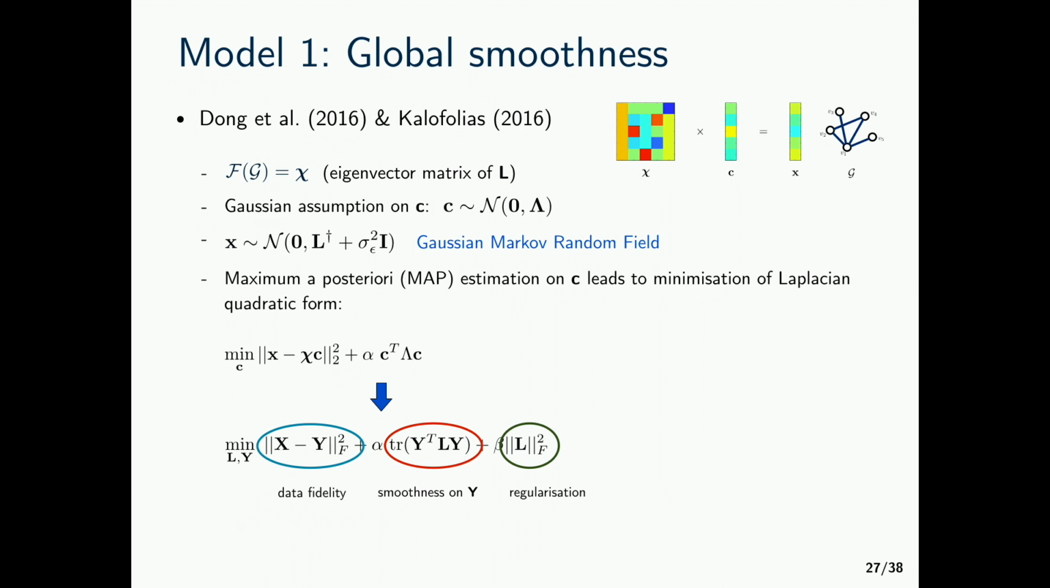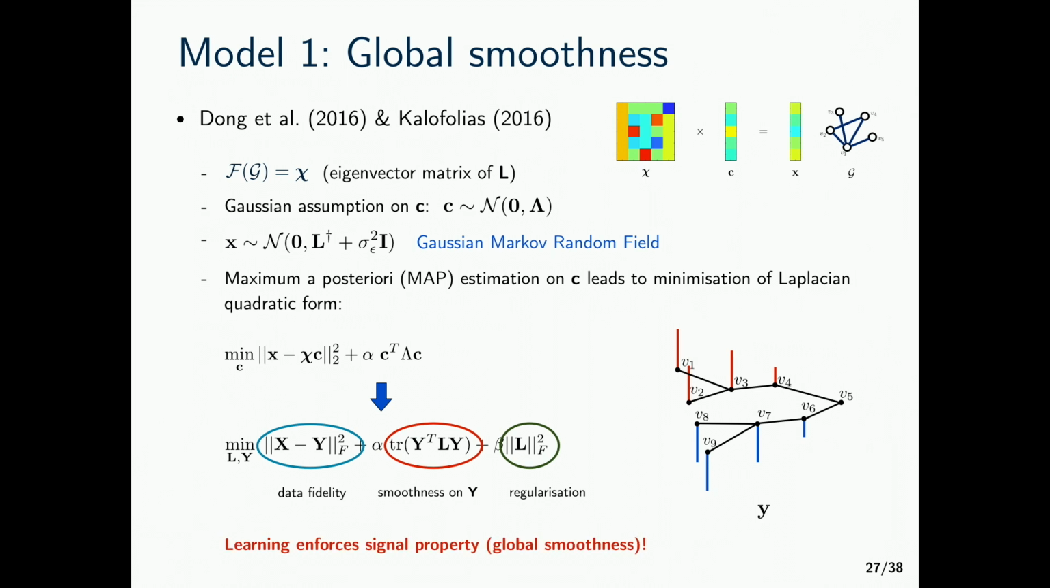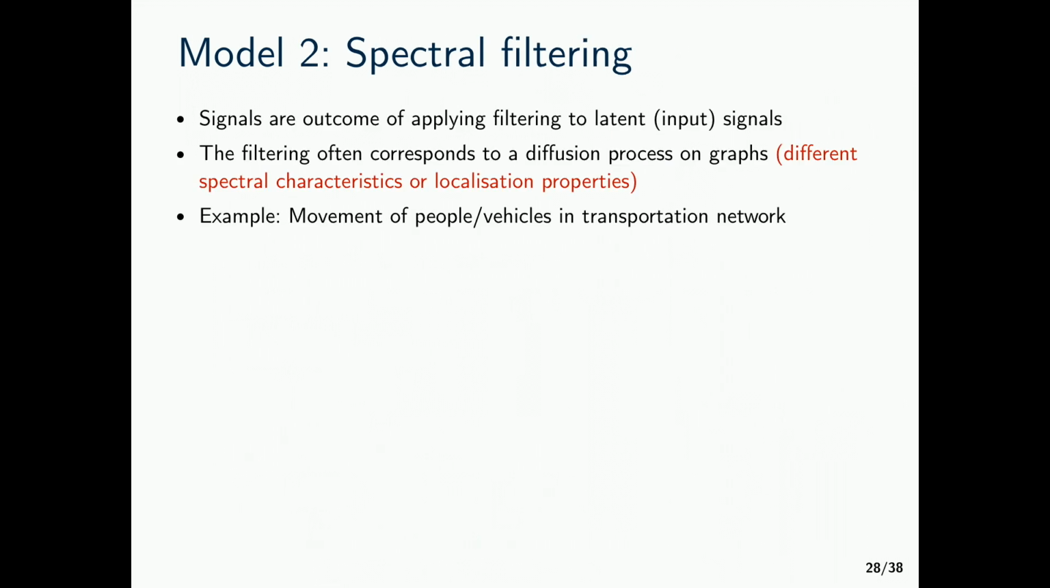One simple example in the vector case would be this is my x, and then I want to learn another y, which is an approximation of x, and then I also want to make sure that this y is a smooth signal on the graph that I learned. So I will go back and forth. You will see here, I don't know the edges. Here, I learned edges, and then I also recover a kind of denoised version of my observation x. So this is one typical example where the learning basically enforces a signal property, which is a global smoothness.